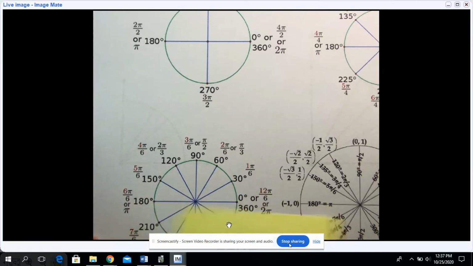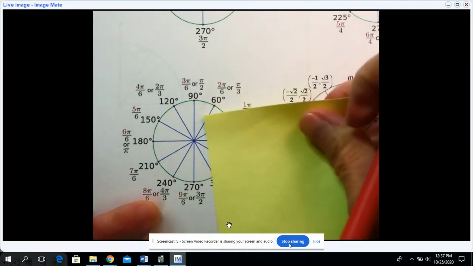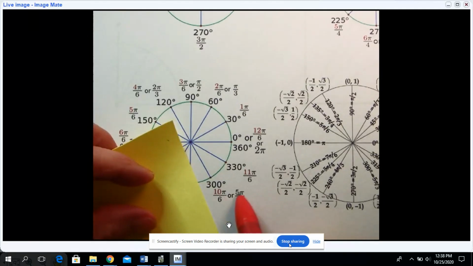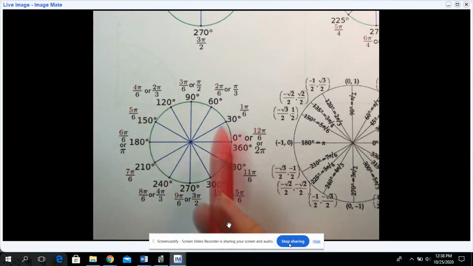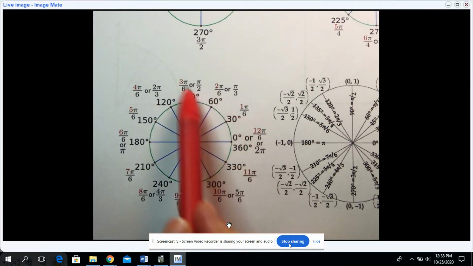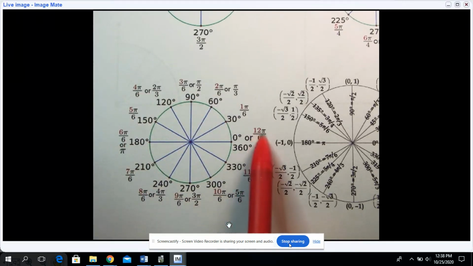So then you keep going. If that's 6 pi over 6, that's 7 pi over 6, which doesn't reduce. 8 pi over 6, which reduces to 4 pi over 3. 9 pi over 6, which reduces to 3 pi over 2. 10 pi over 6, which reduces to 5 pi over 3. 11 pi over 6. And then 12 pi over 6 reduces to 2 pi. So without reducing, this is 1 pi over 6, 2 over 6, 3 over 6, 4 over 6, 5 over 6, 6 over 6, 7 over 6, 8 over 6, 9 over 6, 10 over 6, 11 over 6, and then 12 pi over 6.